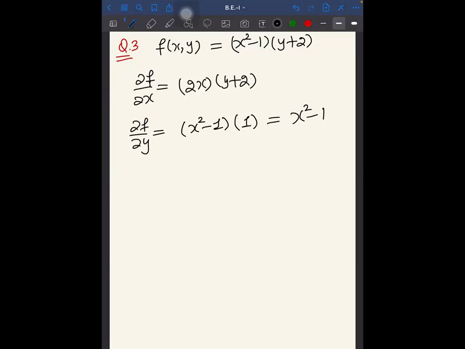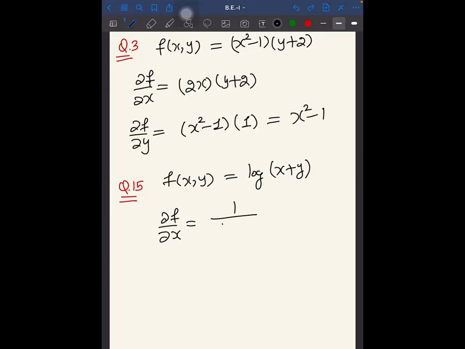So let's say question number 15. We have f(x, y) is equal to log(x + y). Now, if you want to find ∂f/∂x, this becomes 1 upon (x + y) into 1. And similarly, the partial derivative of f with respect to y will also be the same, right? Are you with me on this? Yes, sir.